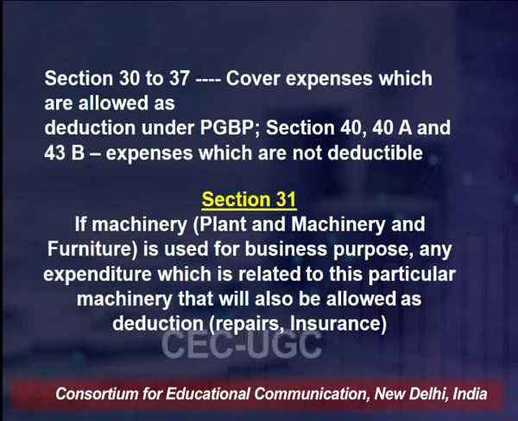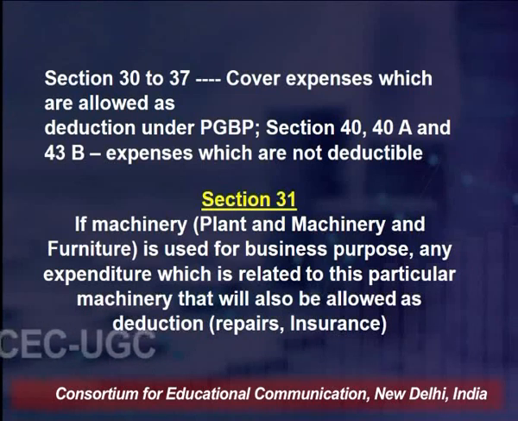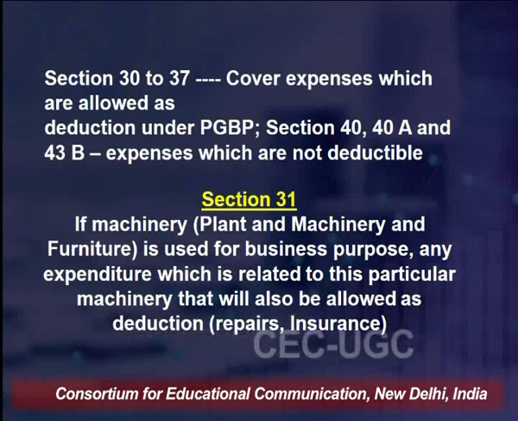Next is section 31. Now what is section 31? It says if any machinery, let us say any plant, machinery, or furniture which you are using for business purposes, then any expenditure related to this particular machinery will be allowed as deduction. Those expenditures mean, let's say, any repairs that I am incurring with respect to your plant and machinery, any insurance that you are incurring with respect to the machinery or the furniture. Those will be allowed as deduction if it is related to your business. If it is related to the business, those expenses will be totally allowed.